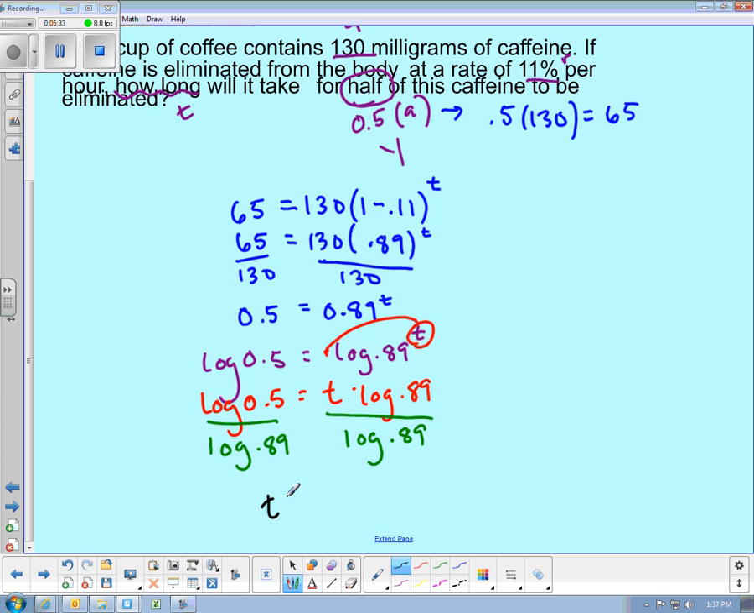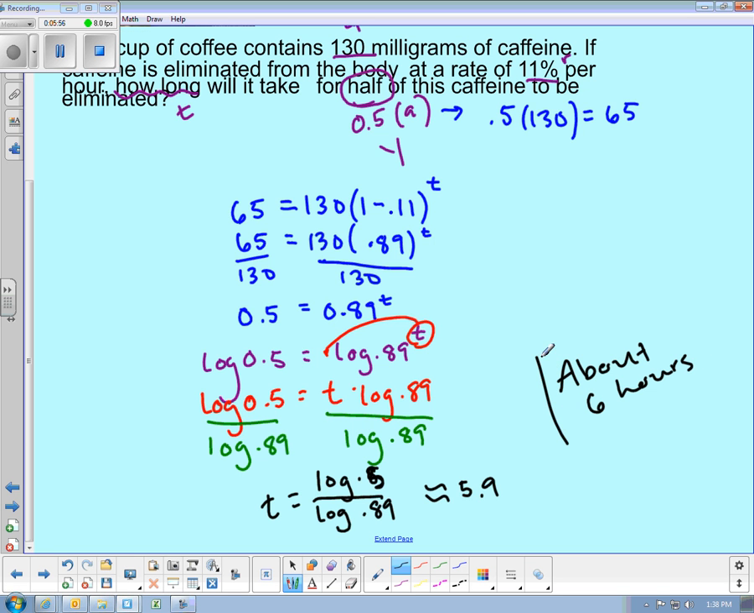I have t is equal to the log of 0.5 divided by the log of 0.89, which when we plug that in is about 5.9. So if I'm rounding this and I think of it in terms of hours, I would say it takes about 6 hours. So we started with an exponential decay question. We were trying to find the missing exponent. Now that we know our properties of logs, we can use the logarithms to solve for that missing exponent.